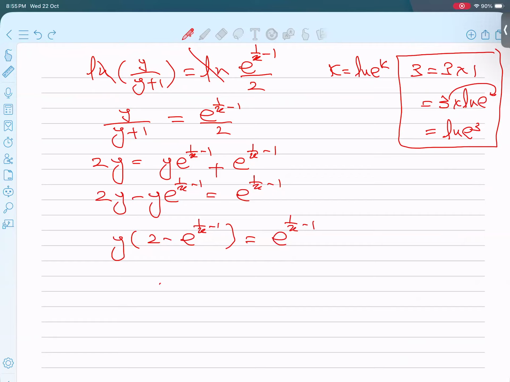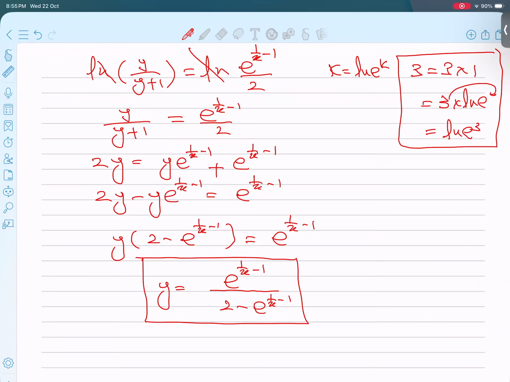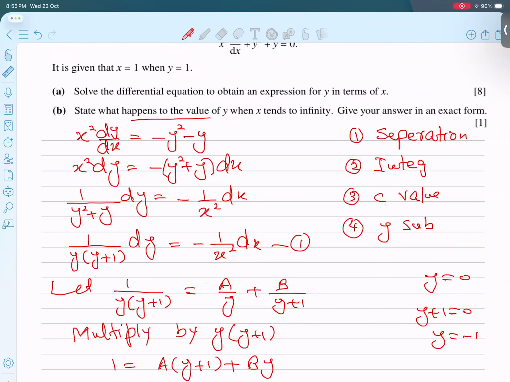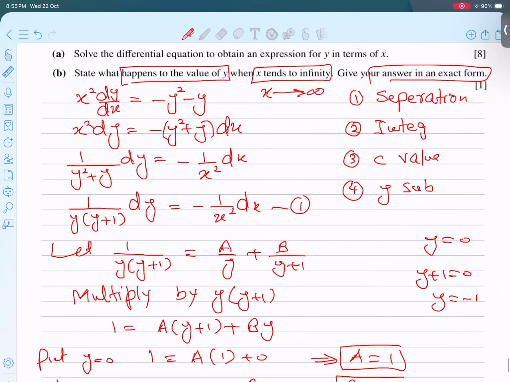Alhamdulillah. So y equals e to the power 1 by x minus 1 over 2 minus e to the power 1 by x minus 1. So the target is achieved, and it was saying make y the subject. Let's go for the last part of the question. What does it say? What happens to the value of y when x tends to infinity? It means x approaches infinity. Give the exact form. So that is what we have to work for. Let's see how we can work for it.